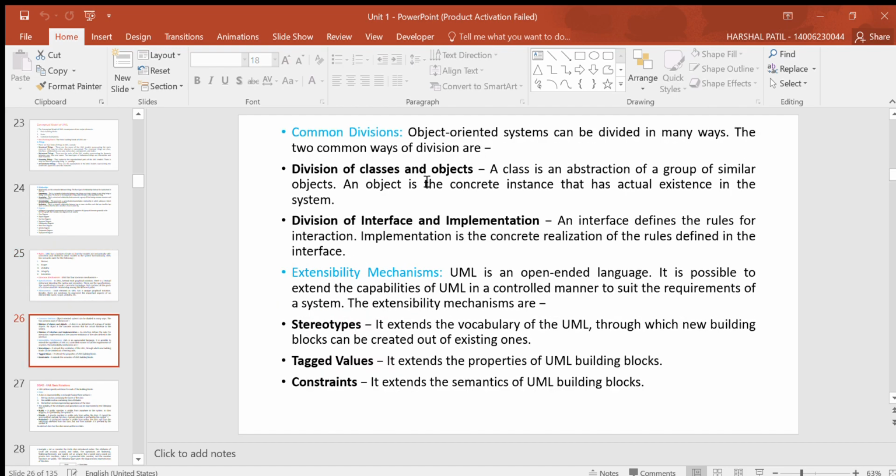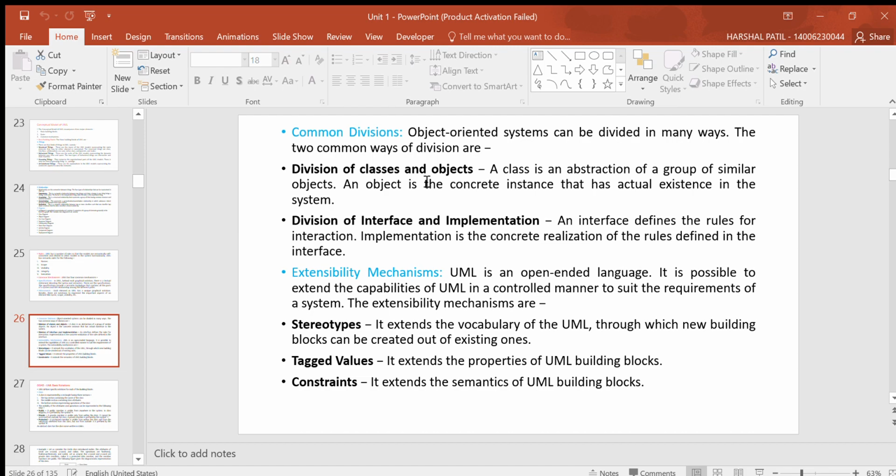Common divisions. Object-oriented systems can be divided in many ways. The two common ways are to divide into classes and objects. A class is an abstraction of a group of similar objects. An object is a concrete instance that has an actual existence in the system. Division into interface and implementation: an interface defines the rules for the interaction. Implementation is a concrete realization of the rules defined in the interface.